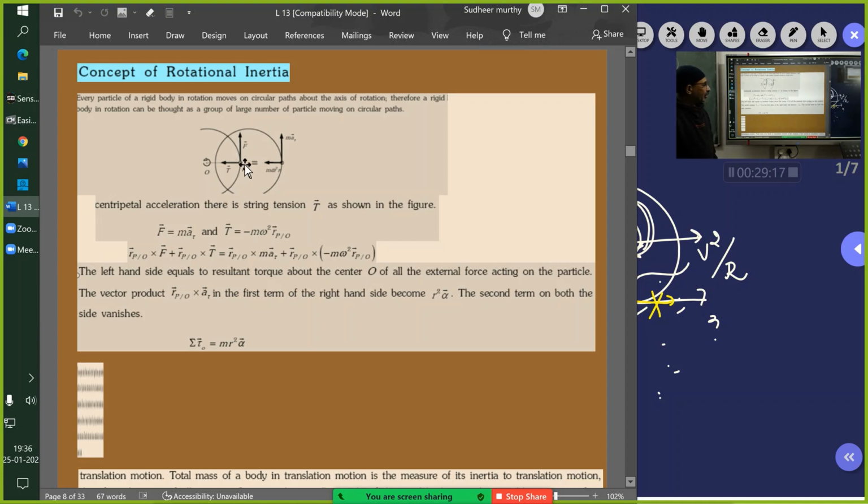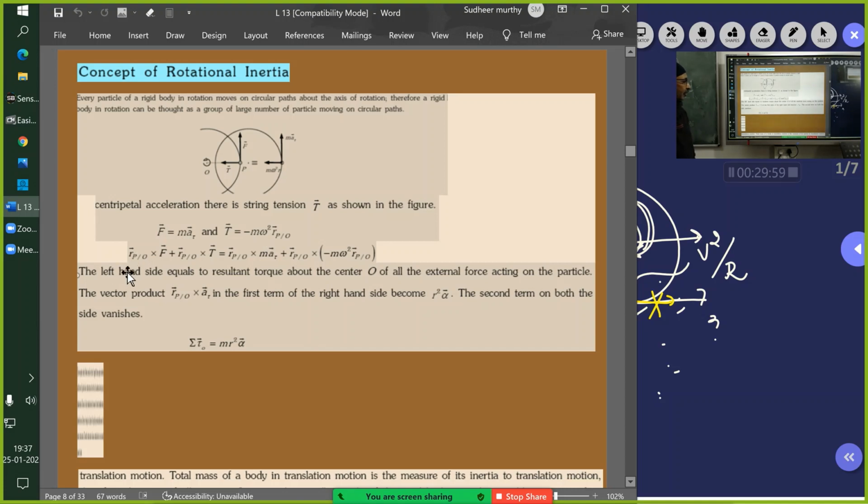And there is a force acting on this, a tangential force, and as a consequence you can see these two forces acting here. In accordance with Newton's law, this force will create an acceleration in the direction of the force, and the force on this particle is m into a_t. And T bar will be equal to m omega square r cap. That is P with respect to O. R bar is this vector, P with respect to O. We are writing it more clearly.